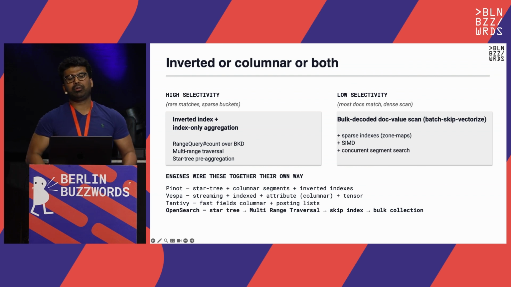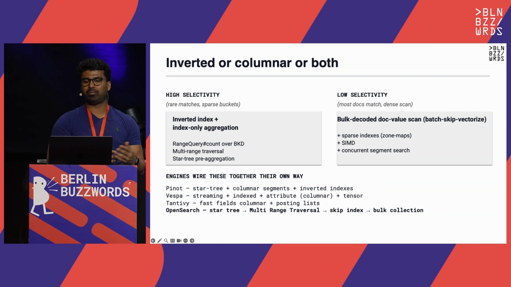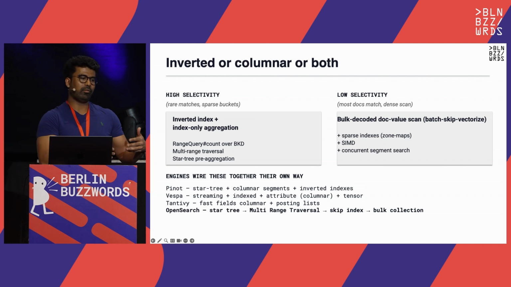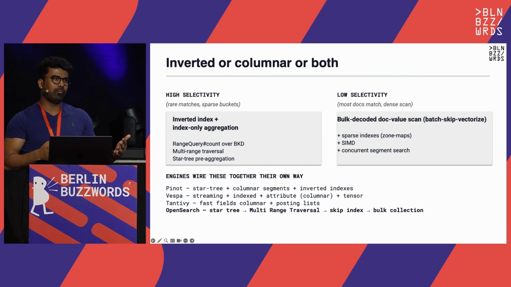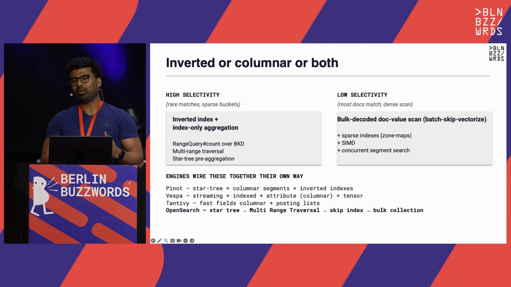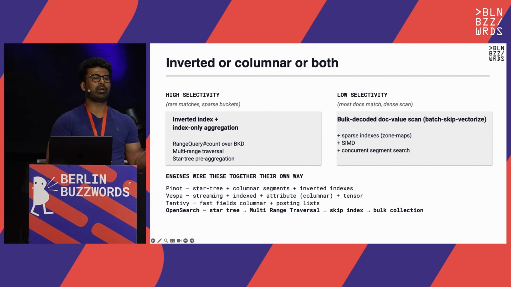So now there is an interesting question, right? Whether to use inverted or columnar or both. I think these two approaches are complementary. They are not contradictory, right? If you have high selectivity, a small match fraction, or aggregation aligned with the index, the inverted index wins. When you have low selectivity, where most documents are going to match, or there is a filter on a different field, then the aggregation column scan path wins. But the idea is overall the same: try to batch, try to skip, and try to vectorize.